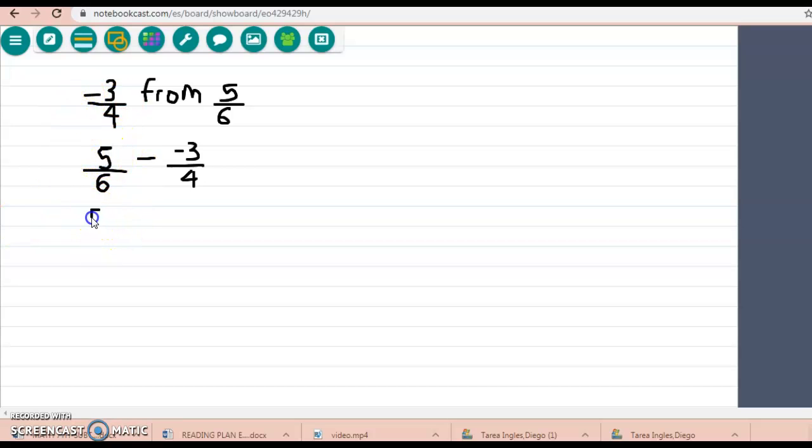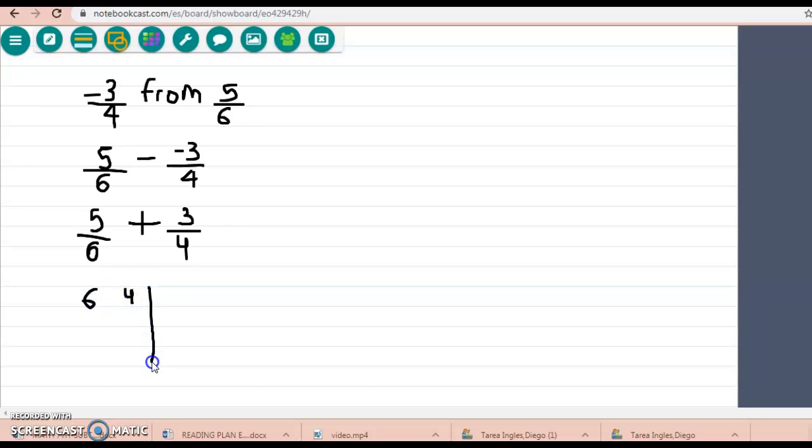We're going to write the same 5 over 6. Now here we have a minus, we're going to write a plus. Here we have a negative, that's going to be a positive number over 4. Then we're going to find the least common multiple between 6 and 4.